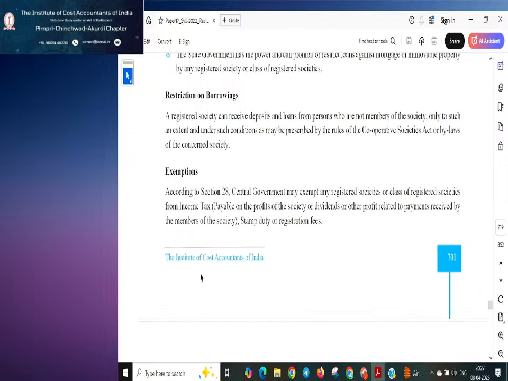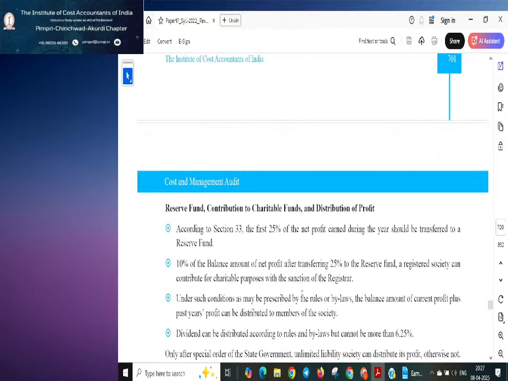Then exemptions. According to section 28, the central government may exempt any registered society or class of registered societies from income tax, stamp duty or registration fees. Income tax here is payable on the profits of the society or dividends or other profit-related payments received by the members of the society. So this can be exempted. What else do we have? I think this is the last part.